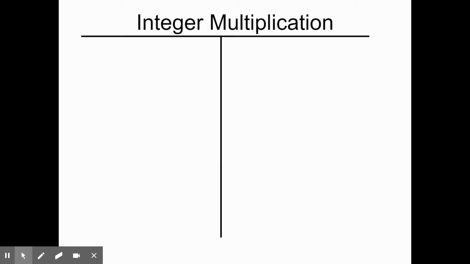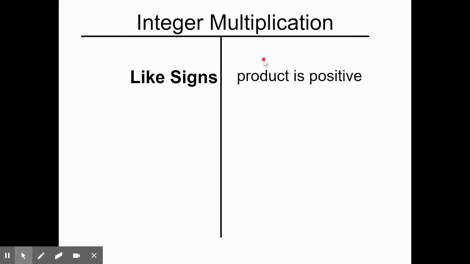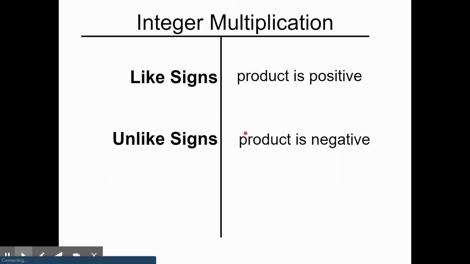So let's just summarize our integer multiplication rules. Like signs will have a positive product. So that means a positive times a positive is a positive, or a negative times a negative is a positive. Unlike signs, the product will be negative. That's a negative times a positive is a negative, or a positive times a negative is a negative. Those are the rules for integer multiplication.